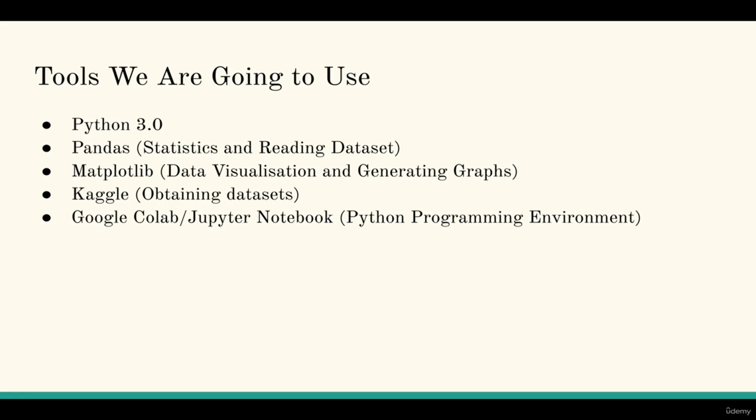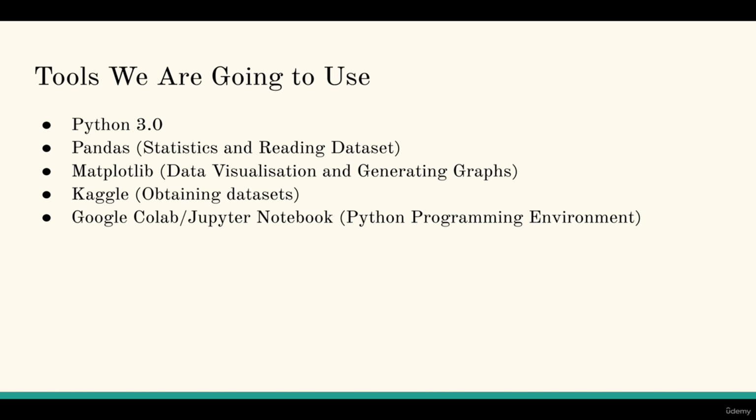Alright guys, welcome back to the course. In this video, we're gonna be discussing the tools that we're gonna be using. First of all, we're gonna be using Python version 3.0. When it comes to Python libraries, we're gonna be using mainly pandas and Matplotlib. Pandas is intended for statistical analysis and reading our dataset. Meanwhile, Matplotlib is intended for data visualizations. Because in this project, we're gonna be generating many different graphs, scatter plot, histogram, or bar plot. So that's the reason why we're going to be utilizing Matplotlib in this case.